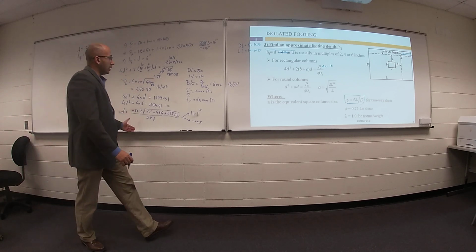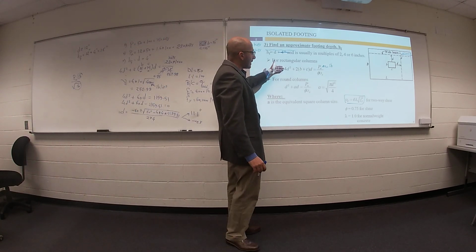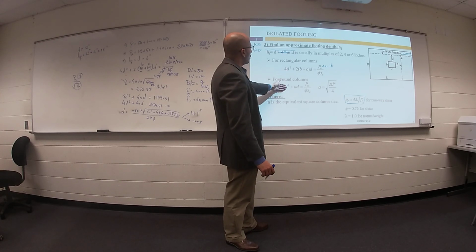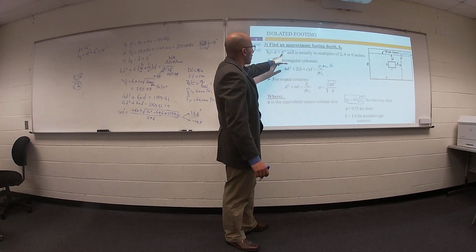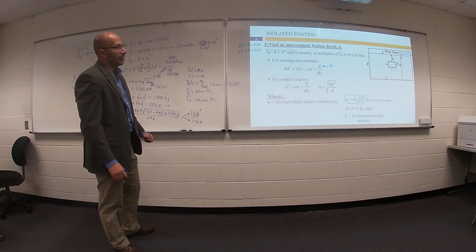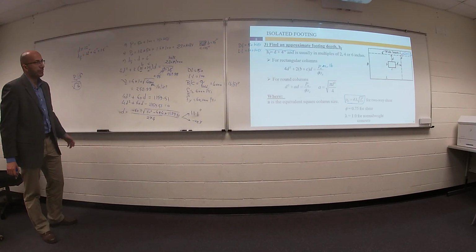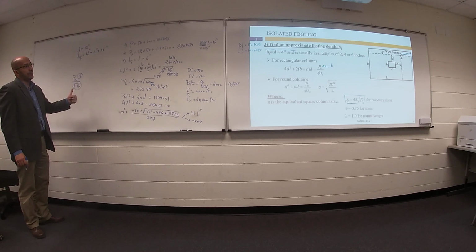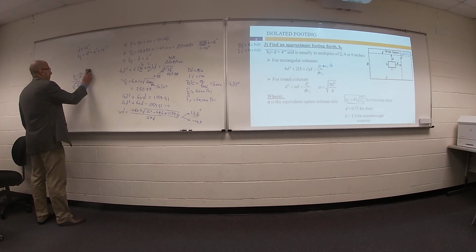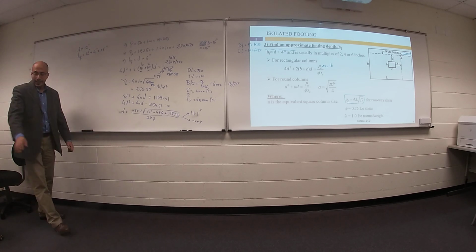Remember this equation to solve for D. If your column is circular column, D. Once you get your D, go ahead and add the cover to get your total thickness HF. Make sure your number will be an integer and even number. Okay. Next step.